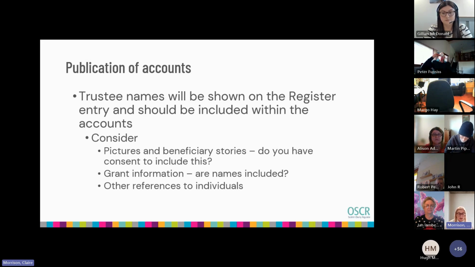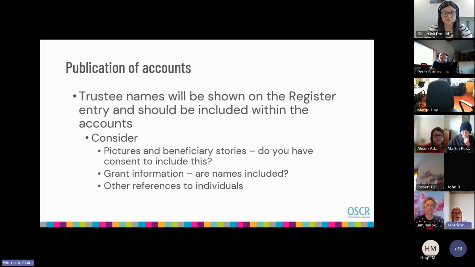OSCR currently publishes the accounts for all charities with an income of £25,000 or more and all Scottish Charitable Incorporated Organisations, or SCIOs. At the moment, OSCR redacts all personal information from the accounts prior to publication. And when redacting, we'll also do a quick check of the accounts and ensure that if there's any additional items attached, such as bank statements, these are removed prior to publication.